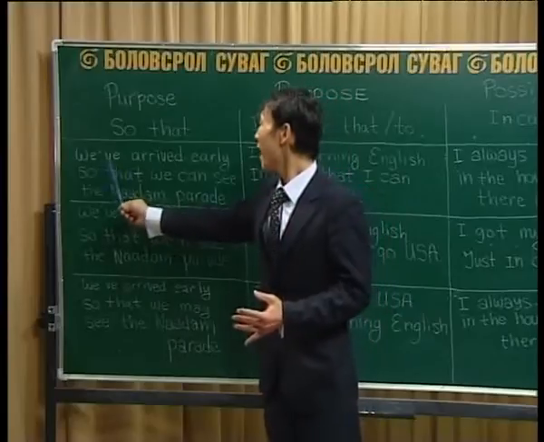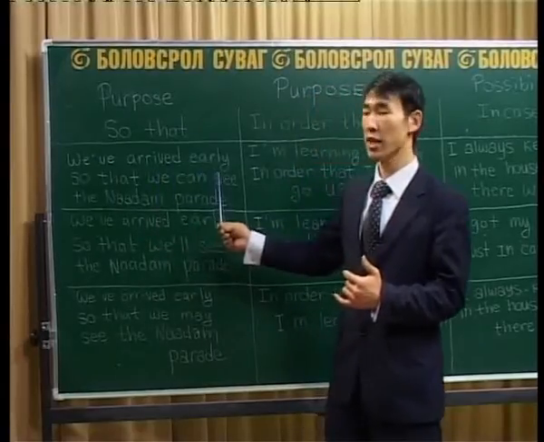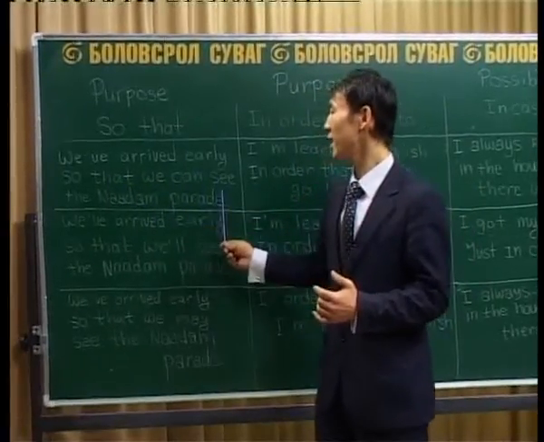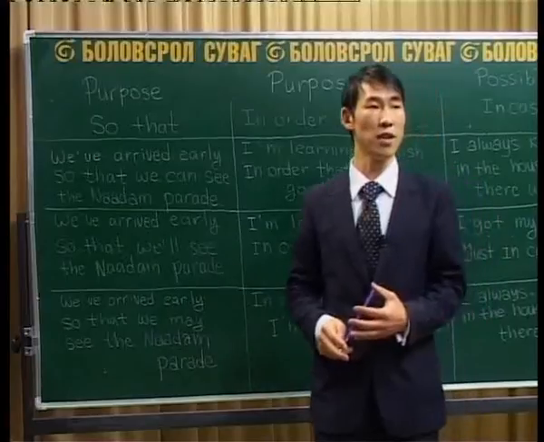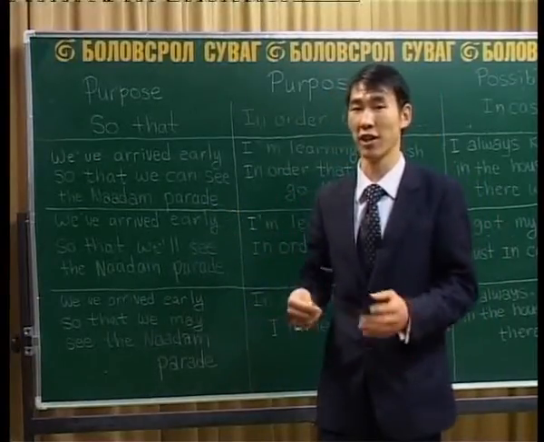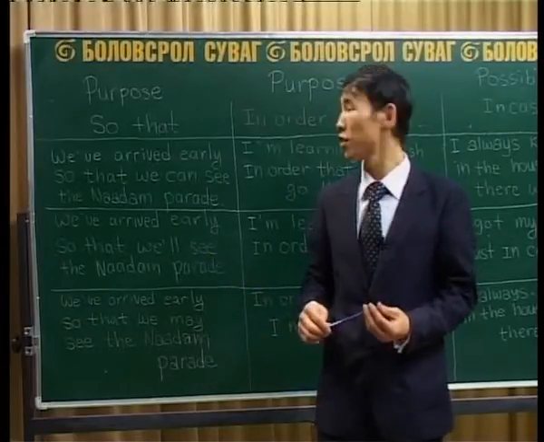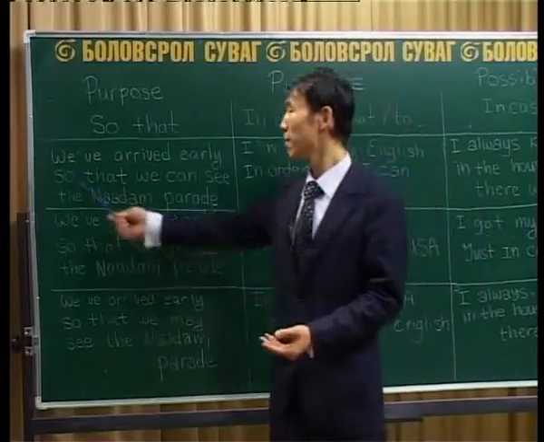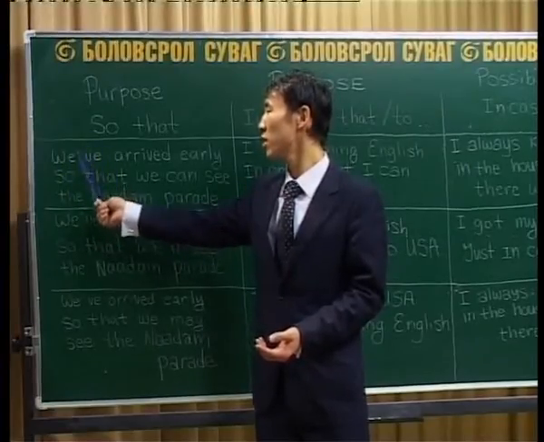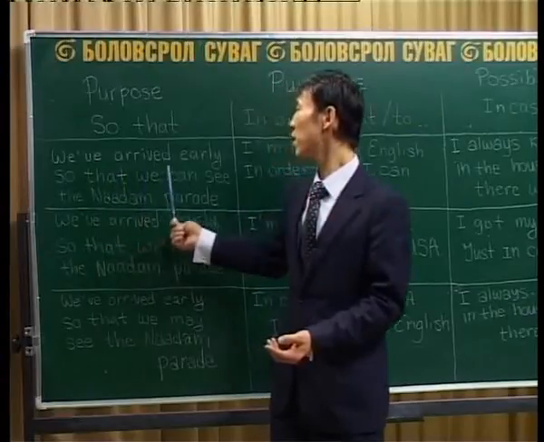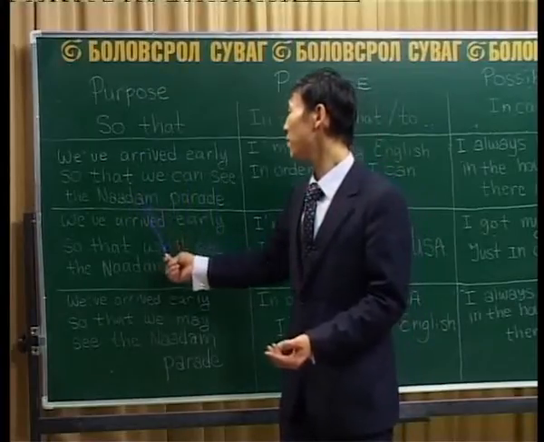We've arrived early so that we can see the Nodum parrot. In a Nodum festival, we have Mongolians. If you are going to the Nodum festival with your family, it's called "we", and this is an abbreviation here. We've arrived early so that we can see the Nodum parrot.